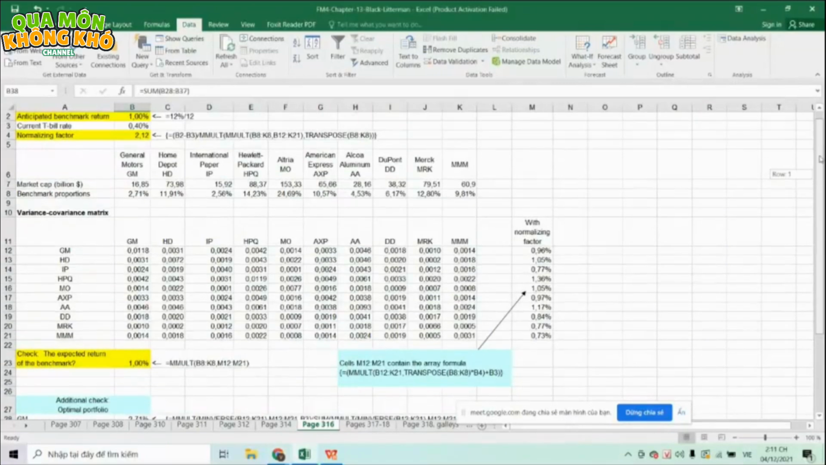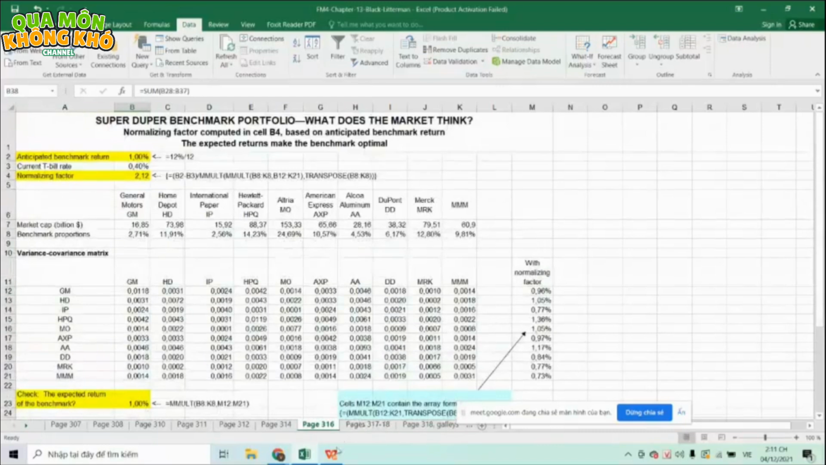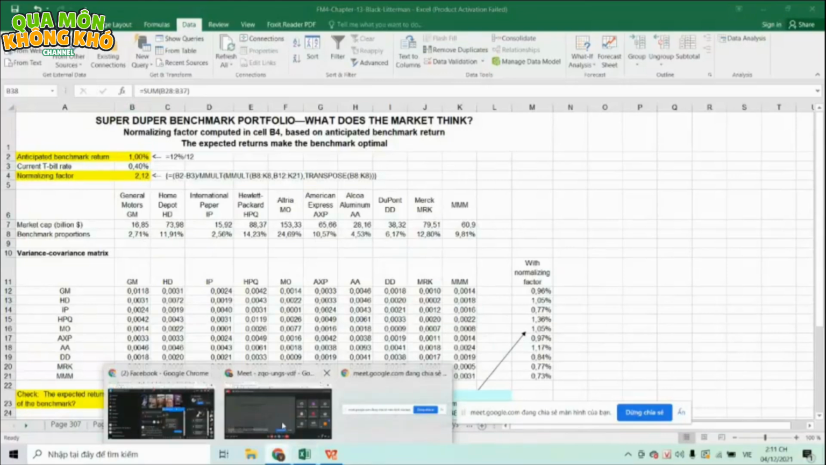So next, Thục Nhàn will help you understand more about this method with step two. Welcome, Thục Nhàn.